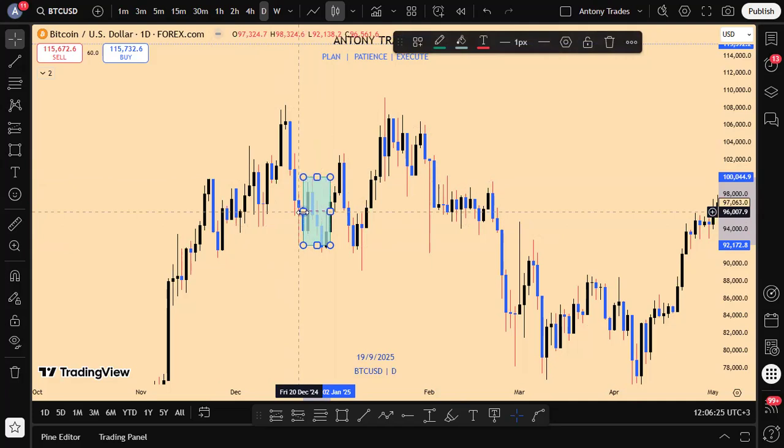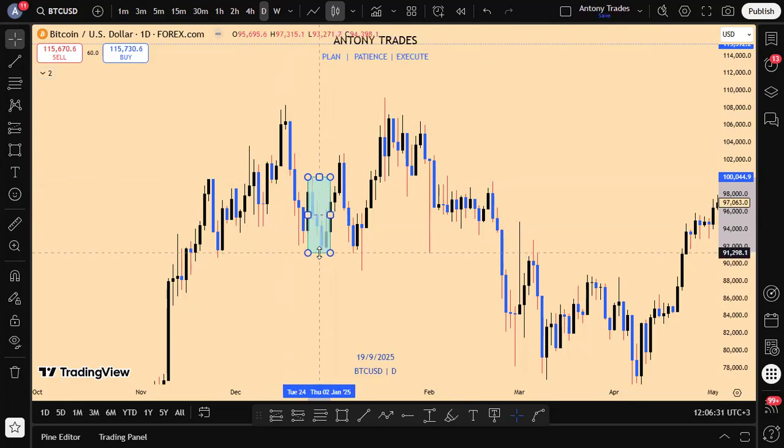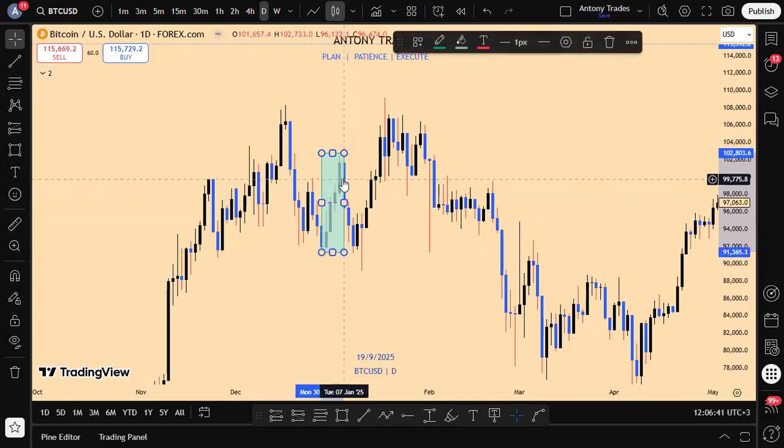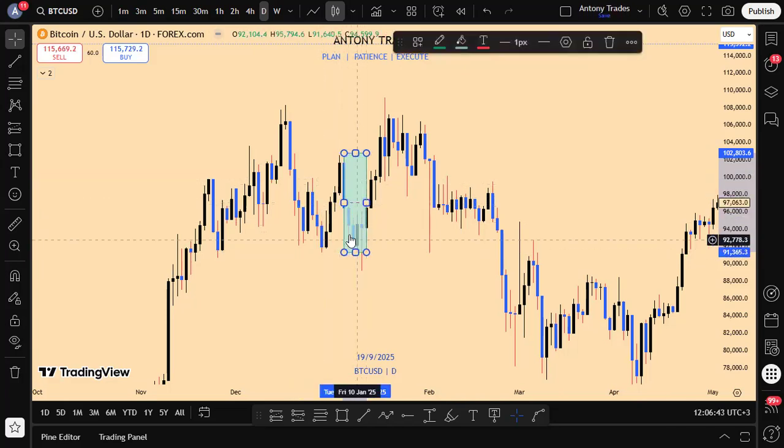So we pull it to the right until either low or high is broken. We pull it like this, and you can see the high was taken out. So the new order flow will be this high and this low. We pull it to the right until like that. So that is what we call an order flow.